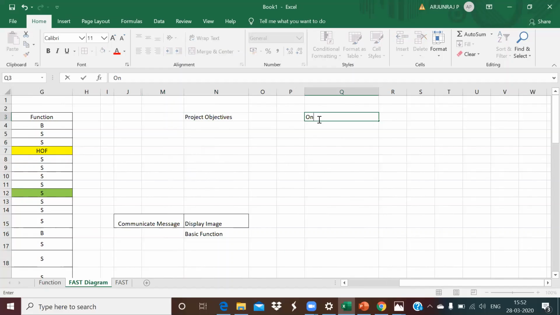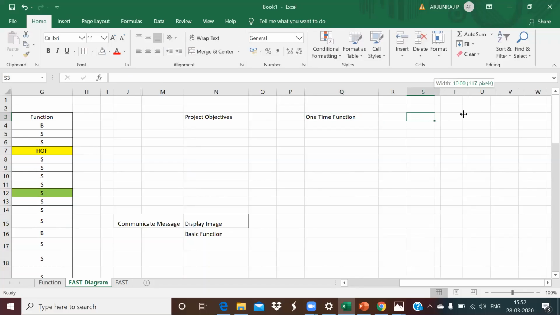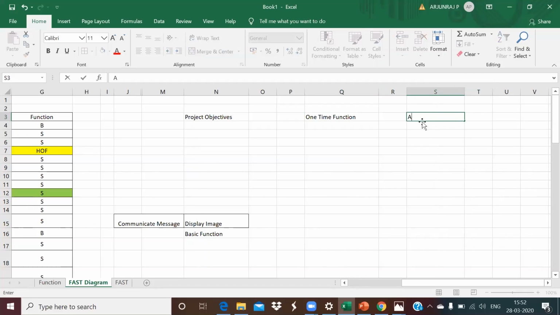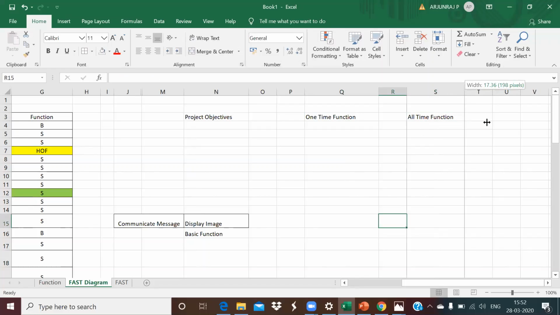Storing data also is a function of the laptop, no sir? Communicate message by display. But where are we going to store the data set? Store the data in the hard drive. Yes, exactly, you're right. That should also be there, but we have not considered it now. Still, we will consider that also. Storing data will also be a project objective.